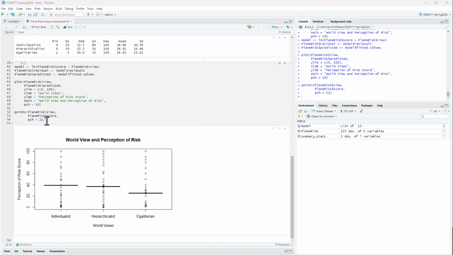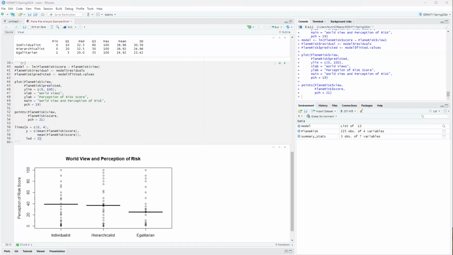Let me do one more thing here. Now I've added a command in which I've put in lines for the mean of the plane risk. Now, if you're looking at this command and saying, how is this going to put in a line, and why do you have mean twice? Well, when you put in a line, you have to put the starting X and the starting Y and the ending X and the ending Y. Remember, X is horizontal, Y is vertical.